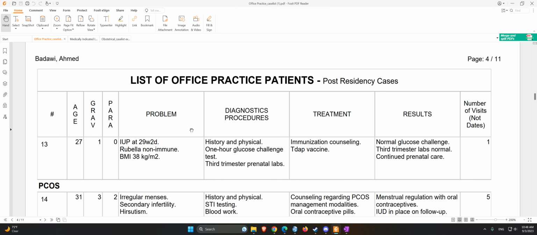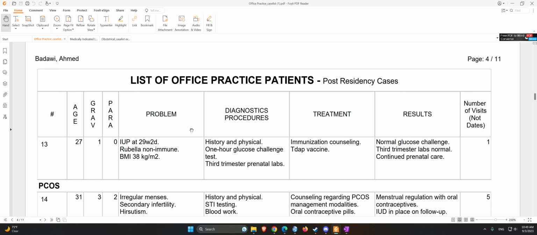Preeclampsia prophylaxis is usually baby aspirin. If the patient meets criteria, then we will start them on a baby aspirin until usually around 36 weeks. What are the criteria to start someone on low dose aspirin? So you have the major criteria. You just need one of them, and then you also have minor criteria. You need two of those.